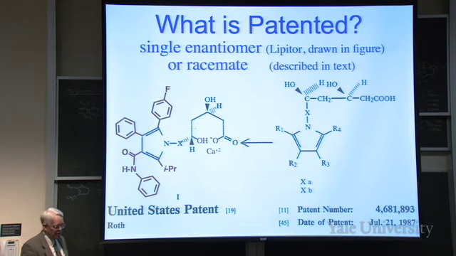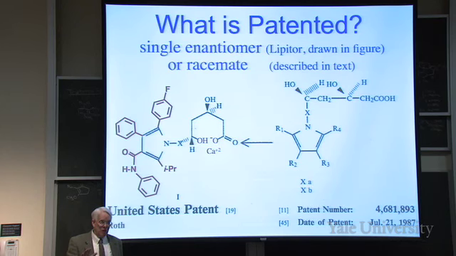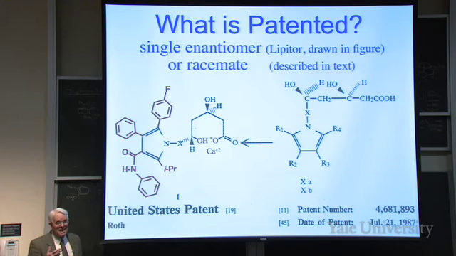It's not ambiguous. So the structure drawn in the patent was a single enantiomer, and it turned out to be the one that is Lipitor, okay? But the text of the patent didn't do anything. It never resolved it and made it into one enantiomer, right? It just talked about it generically, and what would be making is the racemate, not the single enantiomer. So does the patent cover Lipitor or doesn't, was the question for the judge.